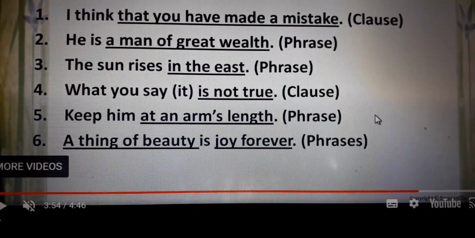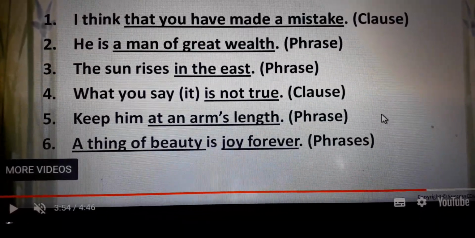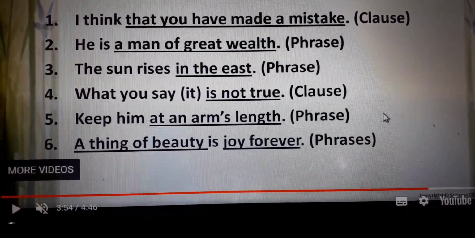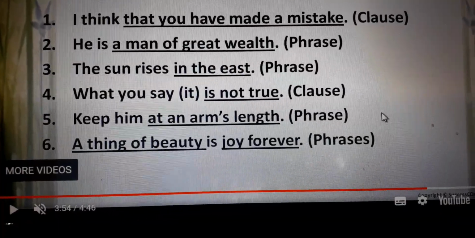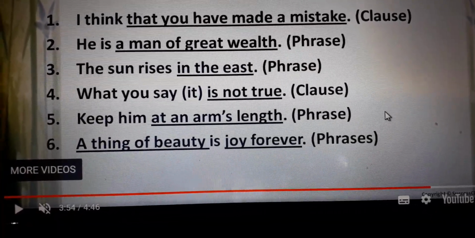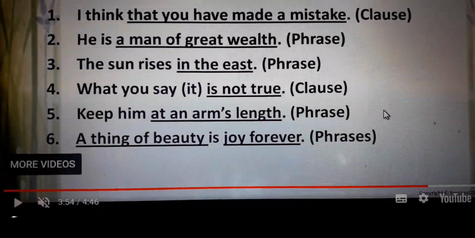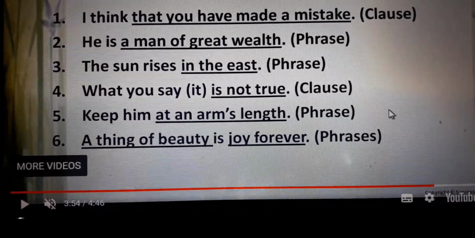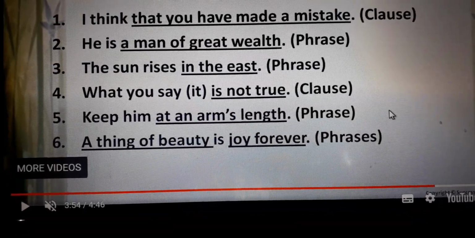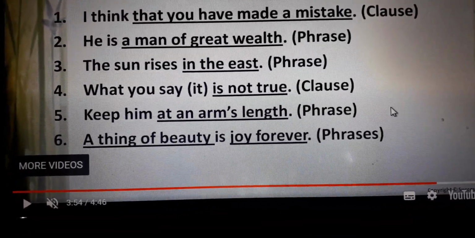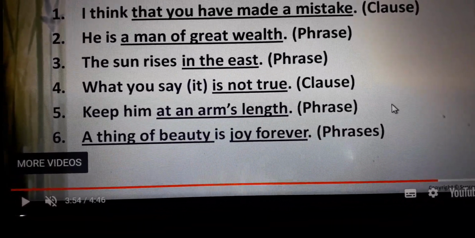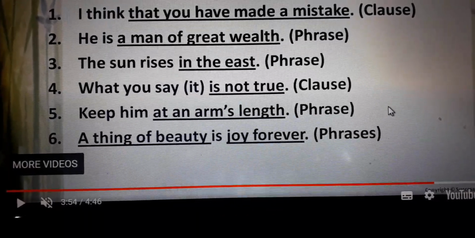Okay, so first, I think that you have made a mistake. Now here in the first example, "you have made a mistake," we have a subject and a predicate, so it is a clause, right? "He is a man of great wealth." "A man of great wealth" is a phrase here. No subject, no verb, right?